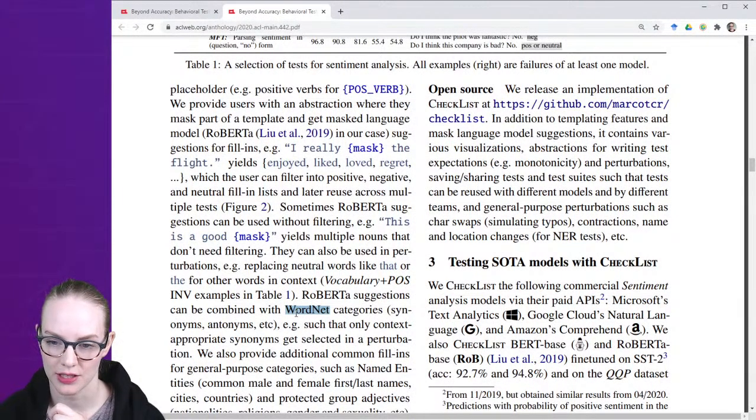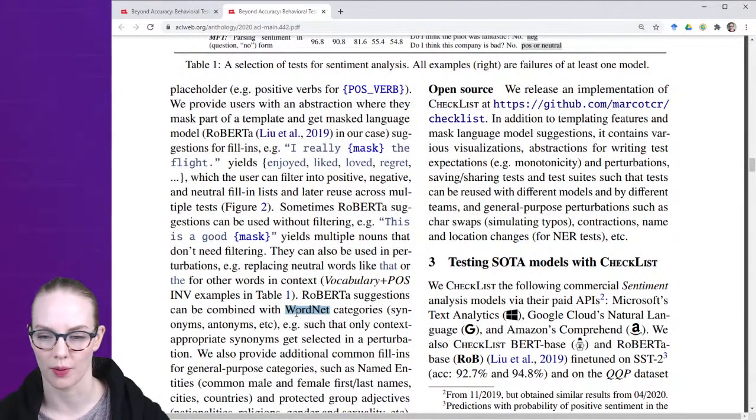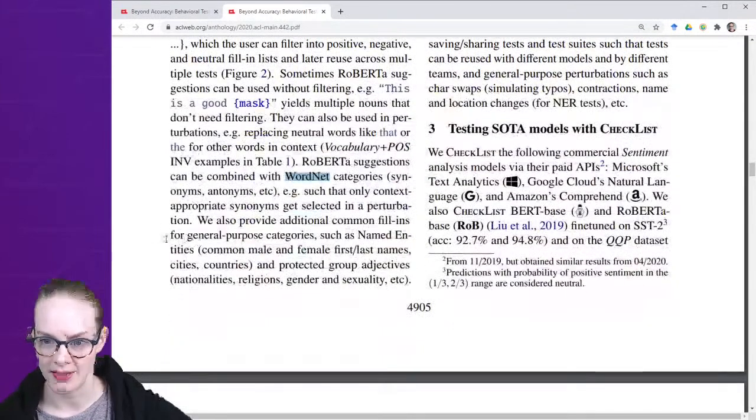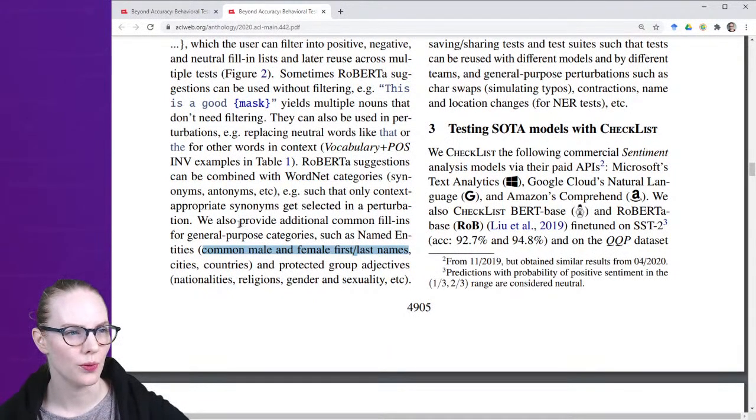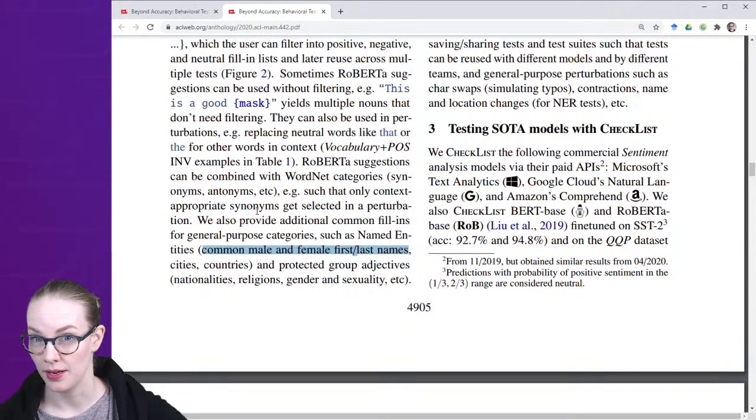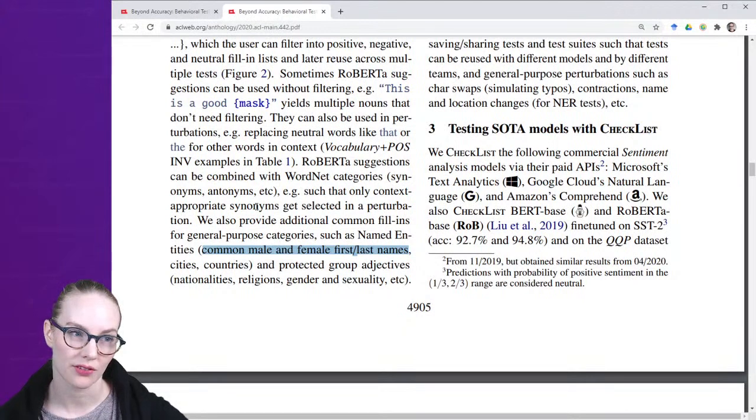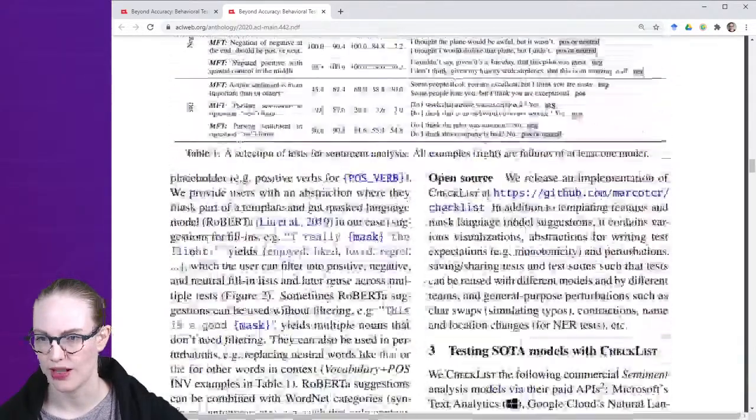We also provide additional common fill-ins for general-purpose categories, such as named entities, common male and female first-last names, cities, countries, etc. And I believe when Vincent and I looked at this two weeks ago, these names were very like white European names. So again, probably not going to work for every situation. And protected group adjectives, nationalities, religions, gender, and sexuality, etc.